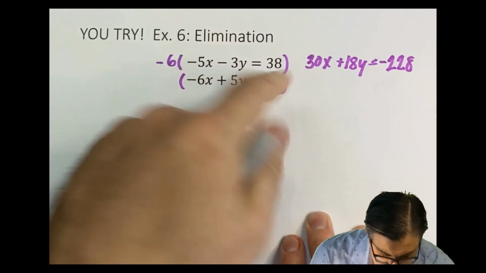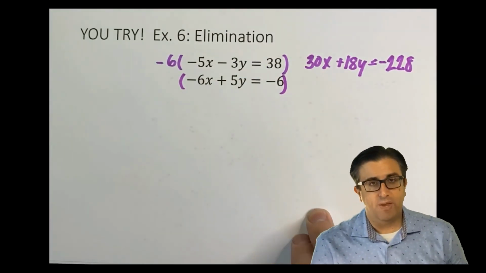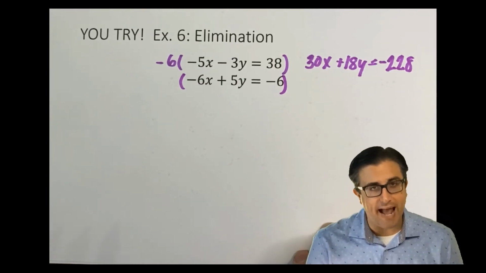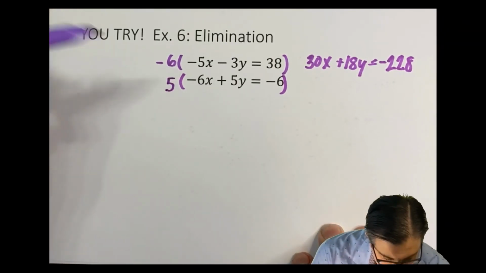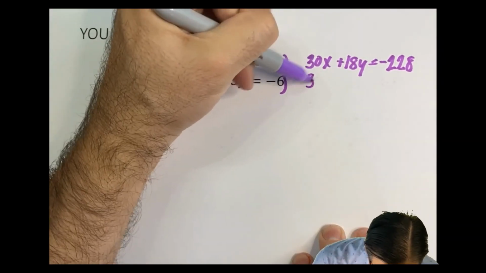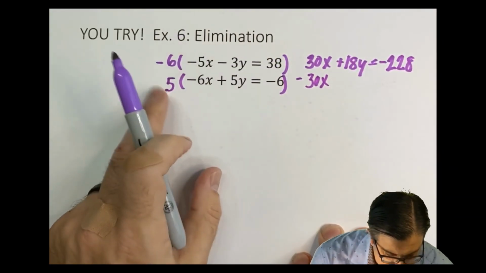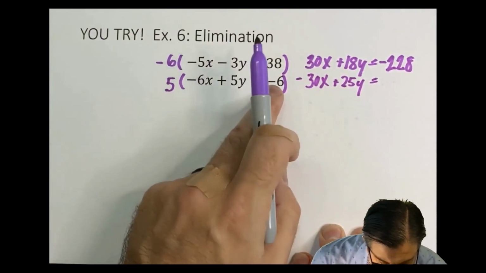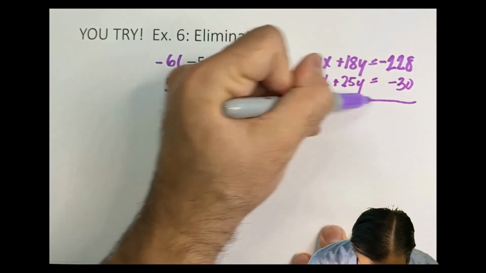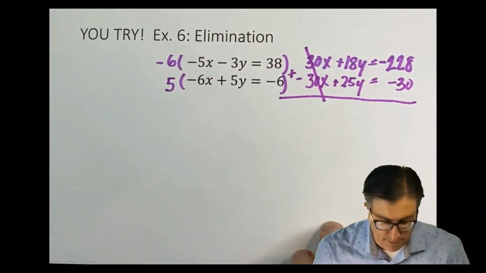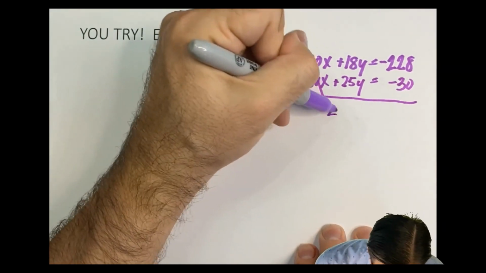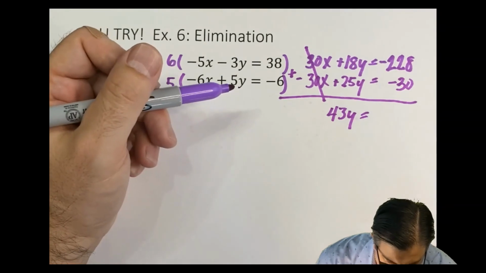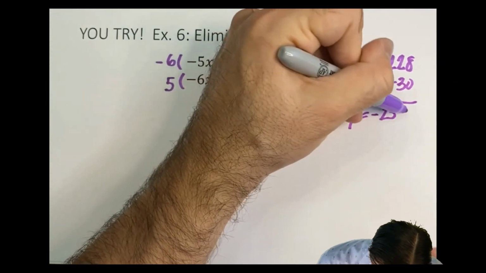Now I need to multiply this. If this comes out to be positive 30, I need a negative 30. What do I multiply negative 6 by in order to get negative 30? Well, the answer to that is 5. 5 times negative 6x is negative 30x. Good sign that they're opposites. 5 times 5y is 25y. And 5 times negative 6 is negative 30. These cancel out when I add them up. 18y and 25y is 43y. And negative 228 and negative 30 is negative 258.